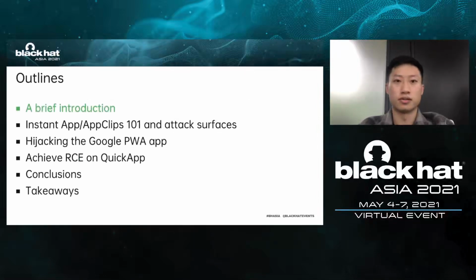Okay, this is today's outline. We will first give a brief introduction, then we will show you what Google Instant App and Apple App Clips are, and also their attack surface. The third part is how to hijack a Google PWA app. The fourth part is how to achieve remote command execution on Quick App. And the last part is conclusions and takeaways.